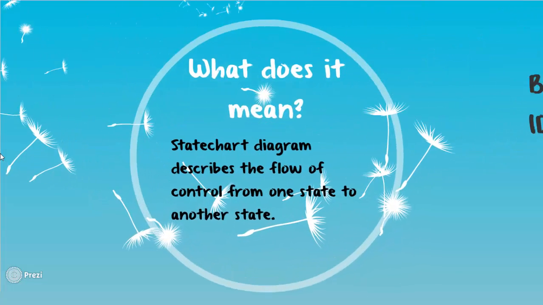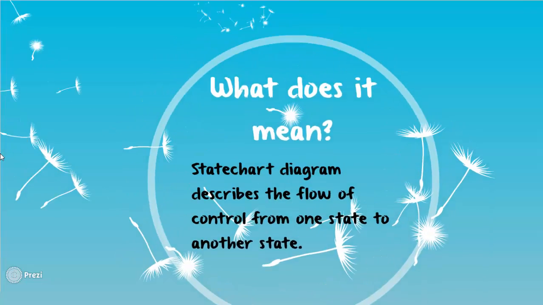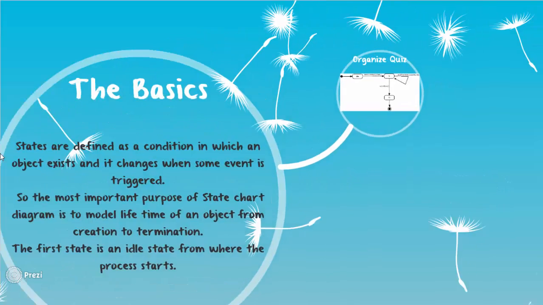I'm going to explain the state diagram. A state chart diagram describes the flow of control from one state to another state. States are defined as a condition in which an object exists, and it changes when some event is triggered. The most important purpose of a state chart diagram is to model the lifetime of an object from creation to termination. The first state is an idle state from where the process starts.